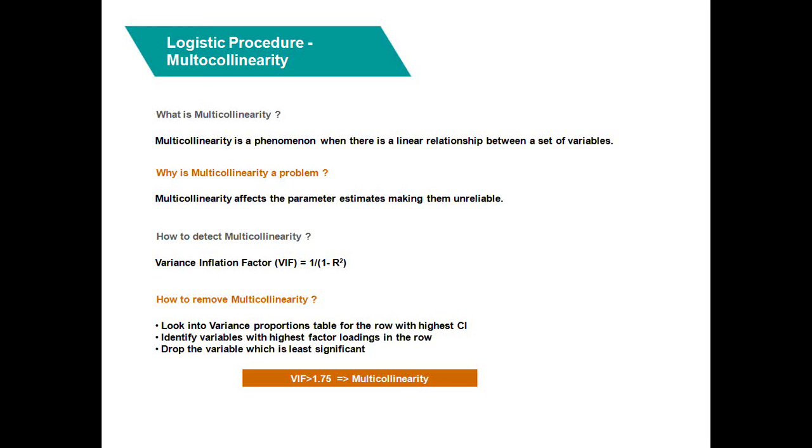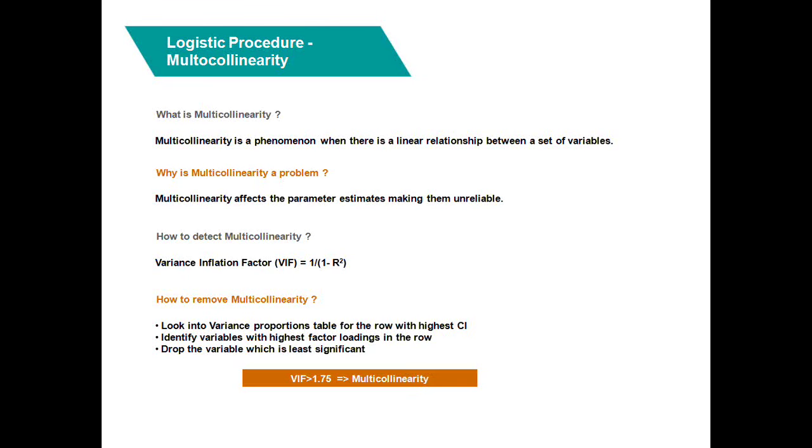the variance inflation table, per the row with the highest CI. Identify variables with the highest factor loading in the row. Drop the variables which are least significant. So at the industry level, there is a cutoff for multicollinearity, that is if VIF is greater than 1.75, we can say that there is multicollinearity and we can drop that variable.